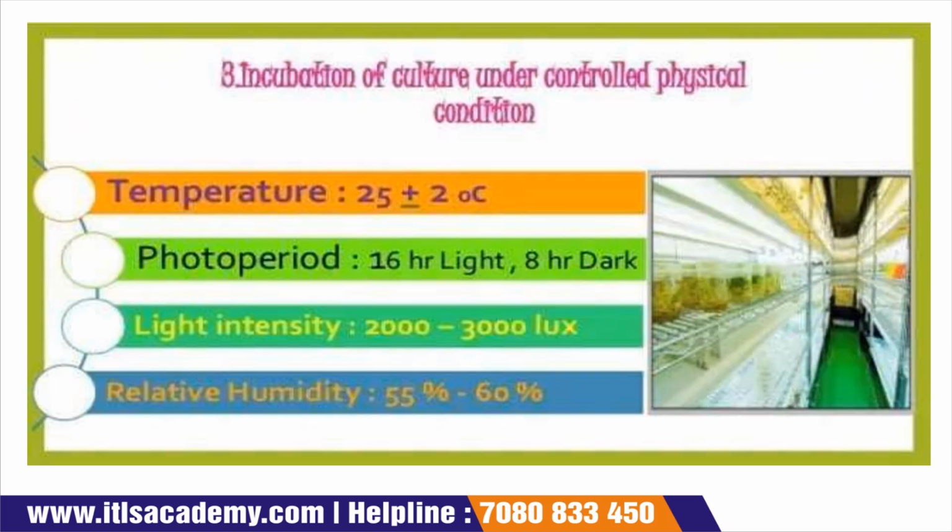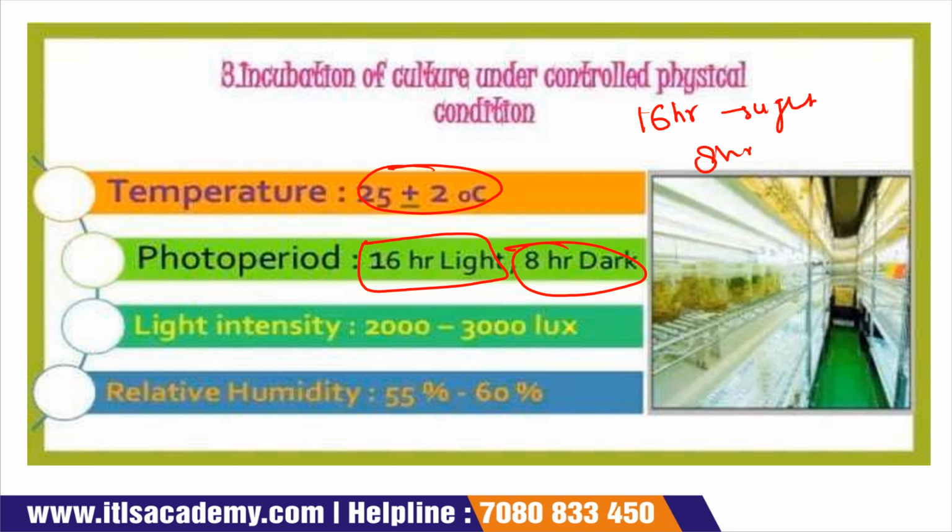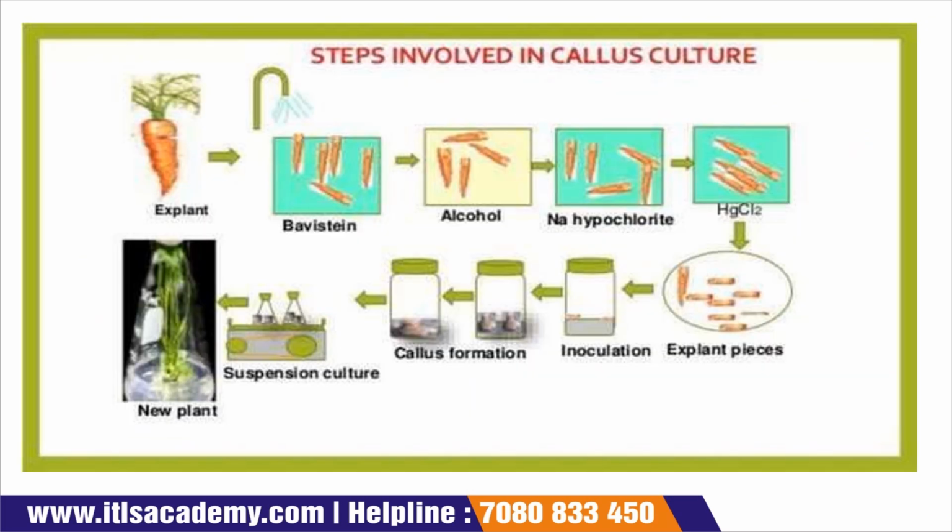Now the next is incubation of the culture under controlled physical conditions. For incubation, we require a temperature of around 25 plus or minus 2 degrees Celsius, and a photoperiod of 16-hour light and 8-hour dark. So if we give 16 hours of light to the culture, then we have to give 8 hours of dark. The light intensity is around 2000 to 3000 lux and the relative humidity is around 50 to 60%.